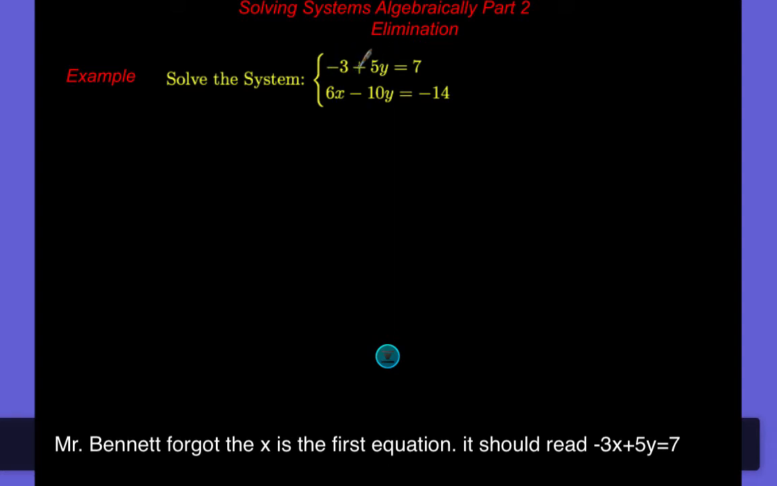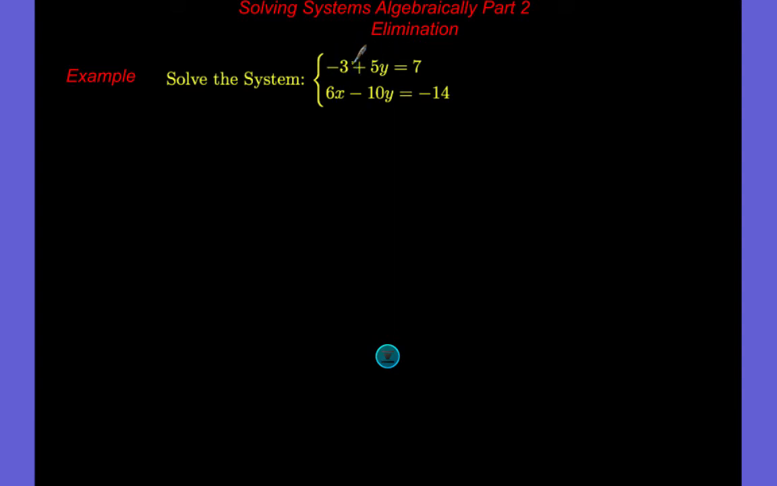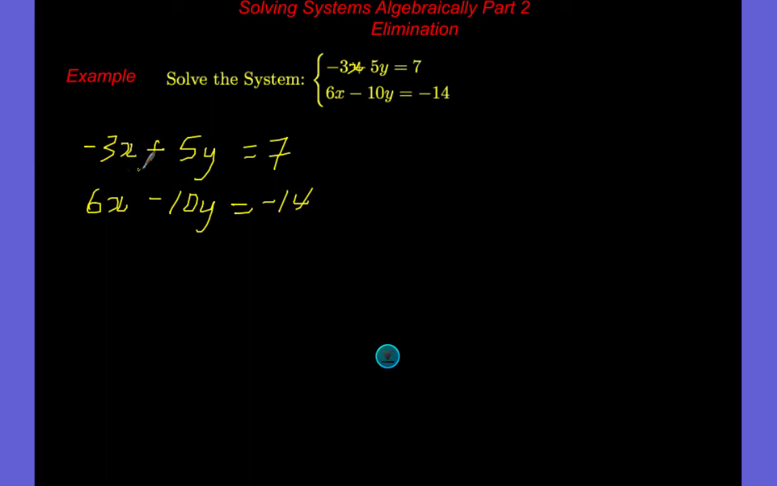Now, again, in our last example, we have solved the system, and I'm already seeing there should be an x here. So let's go ahead and rewrite our system. Negative 3x plus 5y equals 7, and 6x minus 10y equals negative 14. So I forgot the x there with the negative 3. Now I look and I notice that the x's in the first variables are opposite signs. So if I multiply the top by 2, we would be able to eliminate the x's.